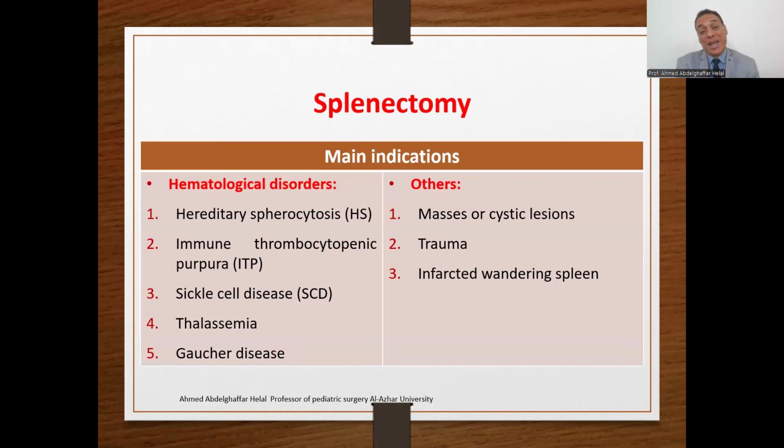Now we will speak about the indications for splenectomy. When the pediatric surgeon decides to remove the spleen, there are many indications. However, here we will speak about the main indications. The indications may be divided into hematological disorders or diseases in infants and children, like hereditary spherocytosis, immune thrombocytopenic purpura, sickle cell disease, thalassemia, and Gaucher disease. Others may be related to splenic mass, cystic lesions, trauma, infarct, wandering spleen. All this might lead the pediatric surgeon to remove the spleen.